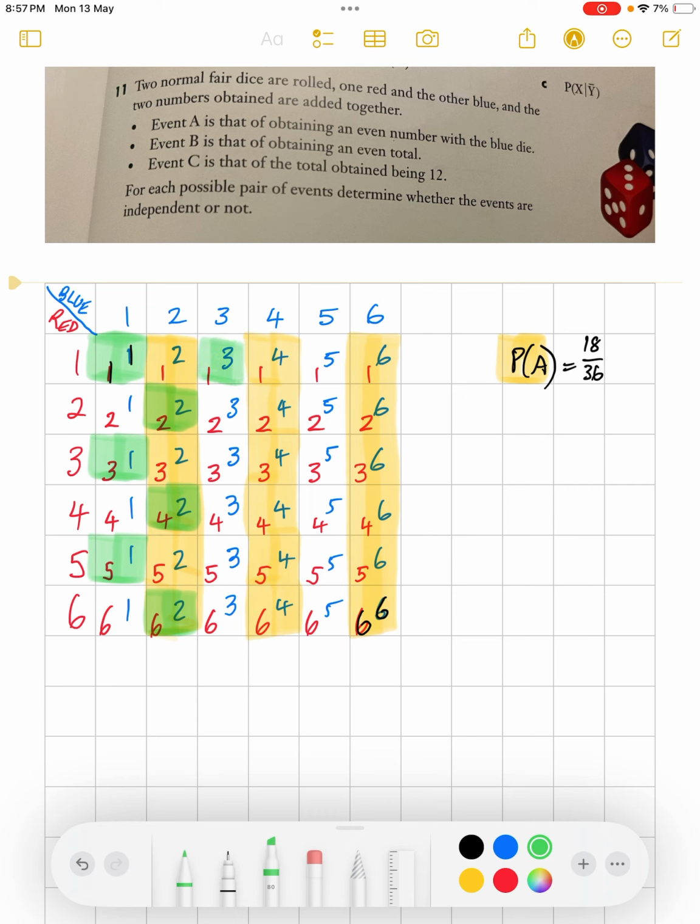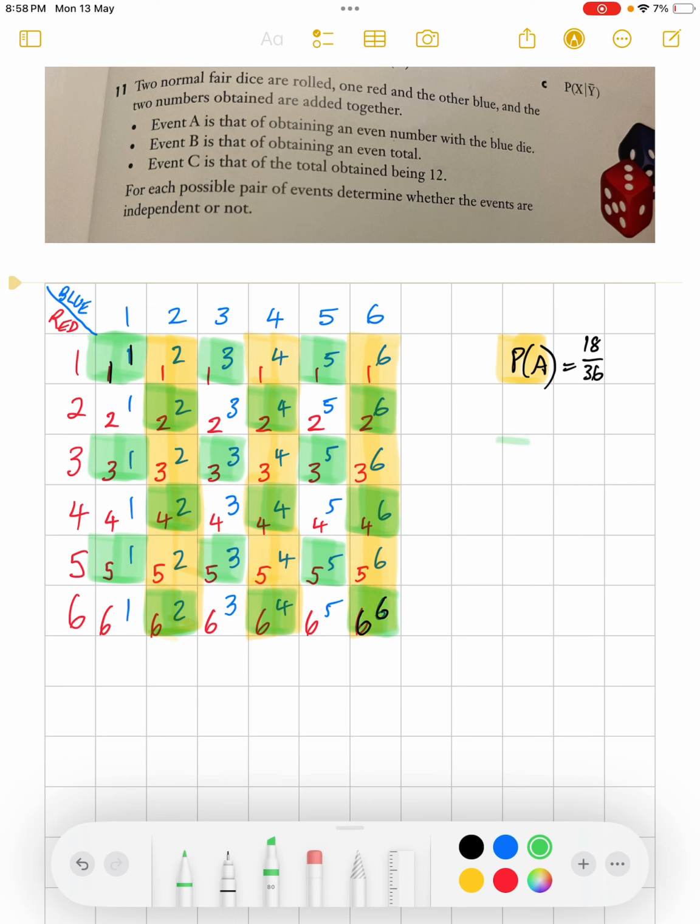A 3 and a 1 is a score of 4. 3 and 3 is a score of 6. That's an even score. 5 and 3, that's 8. 2 and 4, that's 6. 4 and 4, that's 8. 6 and 4, that's 10. We could get a 1 and a 5. That's a 6. 3 and a 5, that's 8. See here, they're two odd numbers. Now, 2 even numbers, you get an even score. 4 and 6, 2 and 6, and 6 and 6.